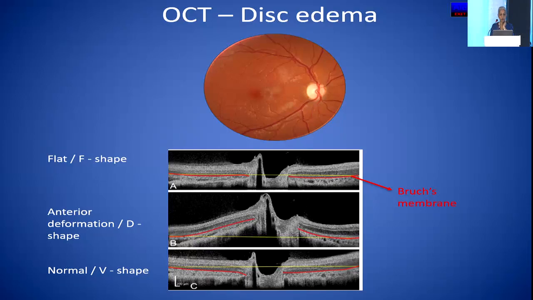In which case, we look at the shape of the Bruch's membrane along with the reference plane. In a normal patient, or when the ICP is normal, the Bruch's membrane would have a flat or V-shaped appearance. As in the second picture, when the pressure increases, this Bruch's membrane is pushed forward towards the vitreous, forming an anterior deformation or a D shape. Once this pressure is relieved, the Bruch's membrane comes back to its normal position.